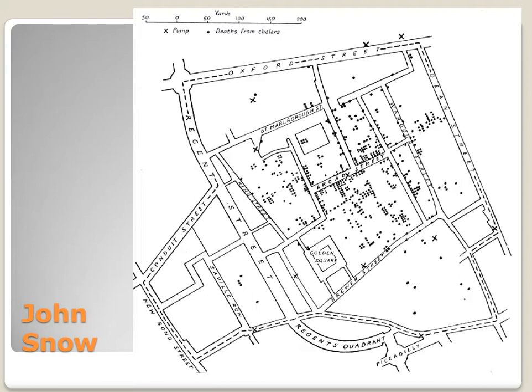So he convinced the city powers that be to prevent this water pump from being used, and the cholera epidemic cleared up. So it's just a really nice, very simple map that was used for epidemiology and for spatial analysis.